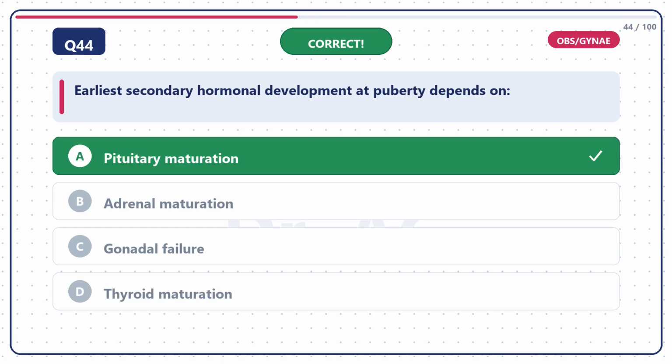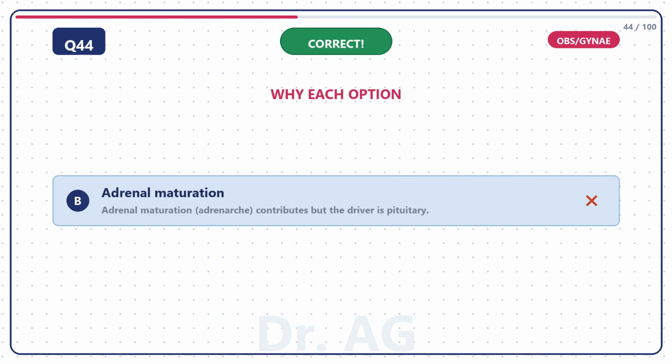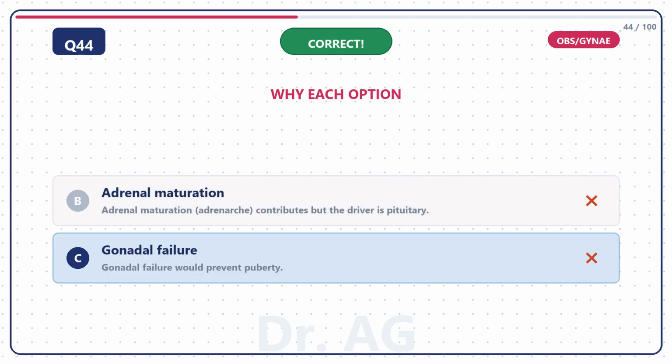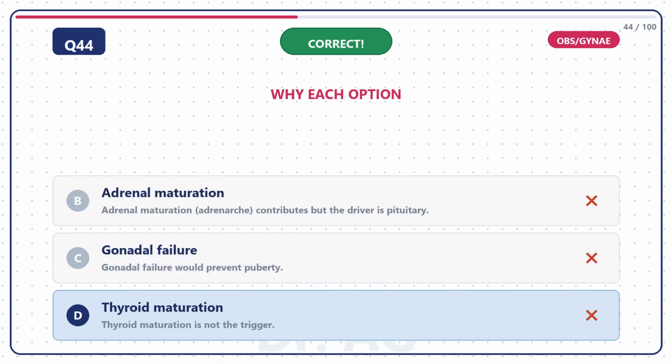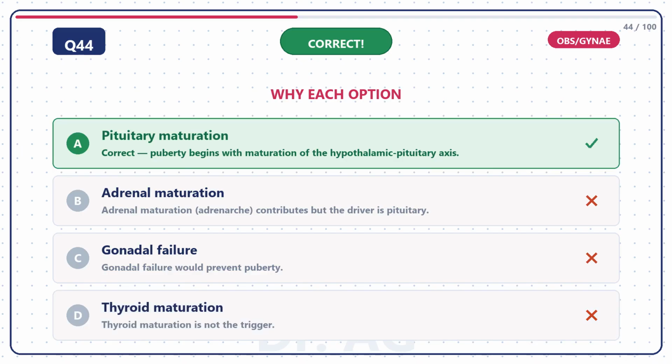The correct answer is option A. Pituitary maturation. Let's go through the options. Adrenal maturation: adrenarche contributes but the driver is pituitary. Gonadal failure would prevent puberty. Thyroid maturation is not the trigger. And the correct answer is pituitary maturation. Correct. Puberty begins with maturation of the hypothalamic-pituitary axis. So, the right answer is option A.